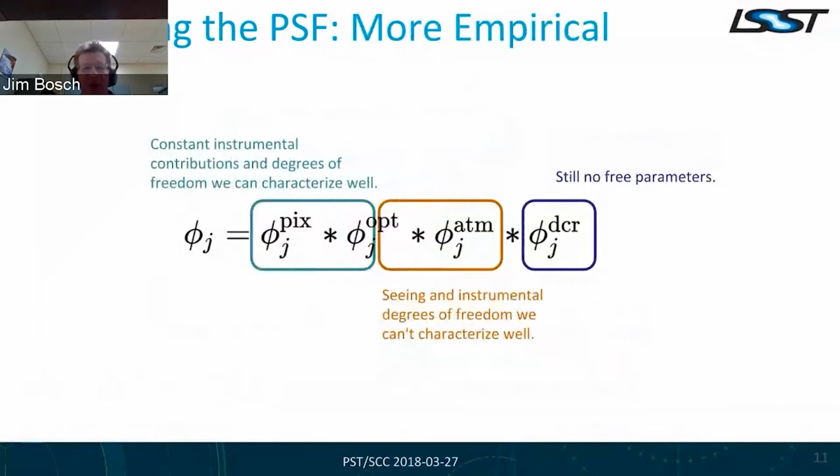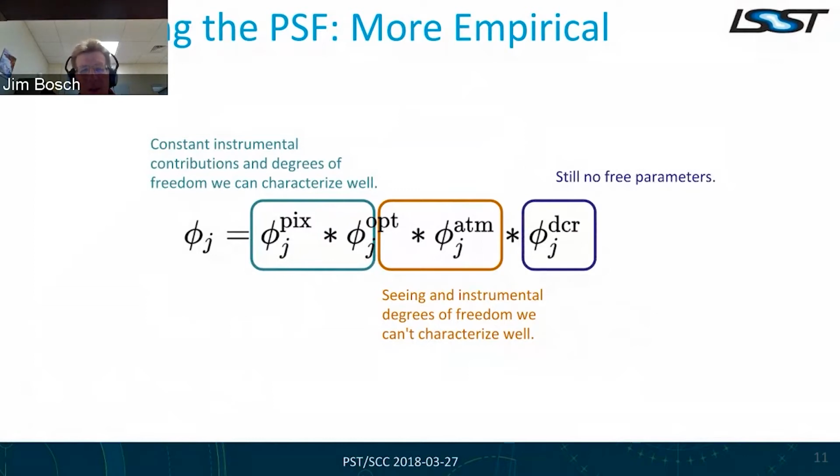And I think the real model we use is going to look a little bit more like this, where we would like to have those four terms, but the actual model we have has basically one component for the constant instrumental contributions, the pixel part, and the degrees of freedom in the optics that we can characterize well. And then I think there's going to be some degrees of freedom in the optics that we can't characterize well, and we basically roll those into the atmosphere part as well because they're basically degenerate. And the DCR part continues on not having any free parameters.